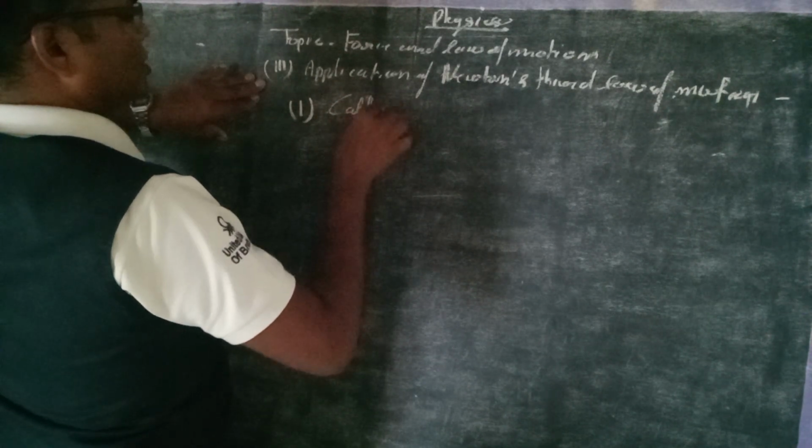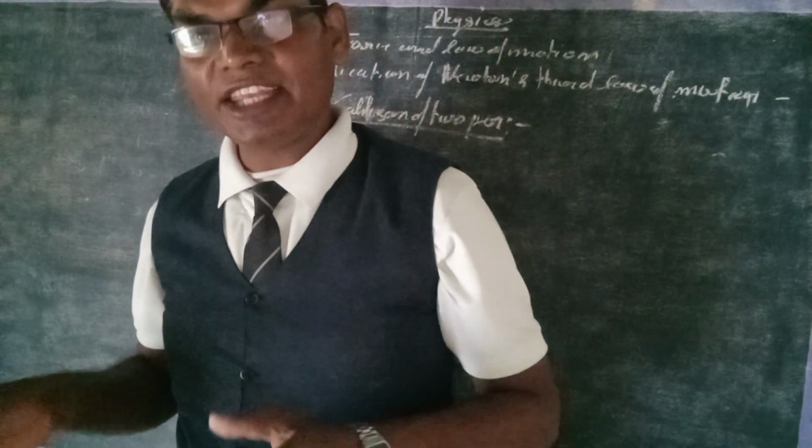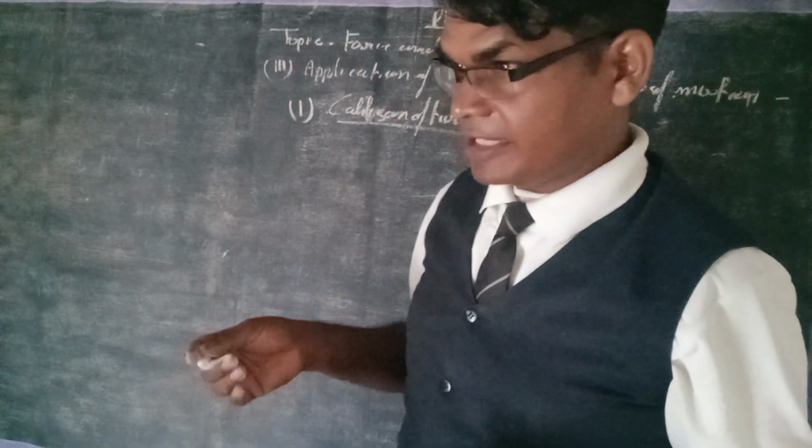Here is the first application. Suppose the first application of Newton's third law is walking of two persons. First, take the collision of two persons. If two persons are walking or running on a street in opposite directions, we will see generally that when they collide with each other, they fall down and get hurt.